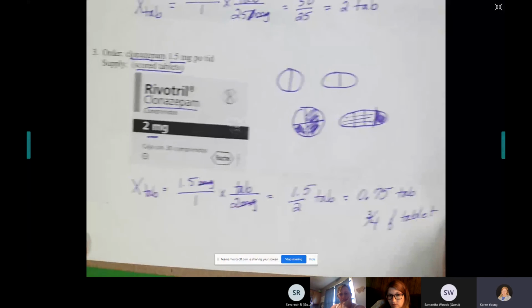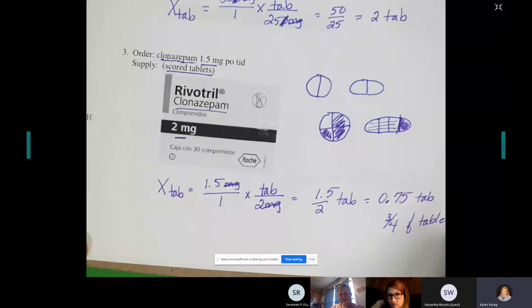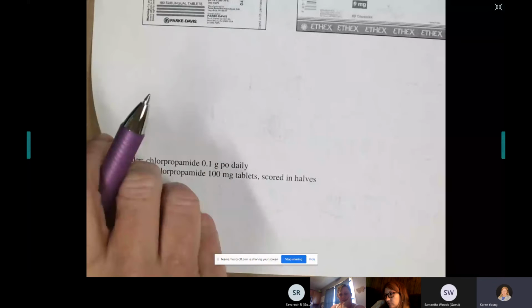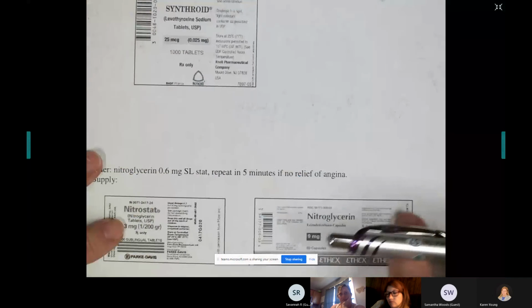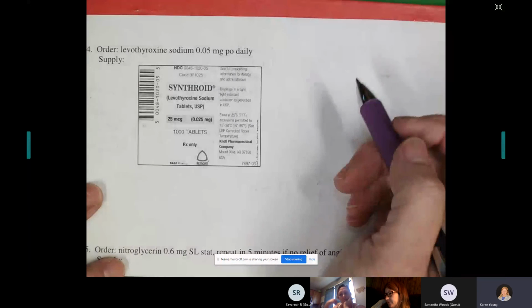All right, so questions yet? All this is in your textbook. I just work it differently than what the textbook does. The textbooks use ratios and proportions. And this to me is so much easier.